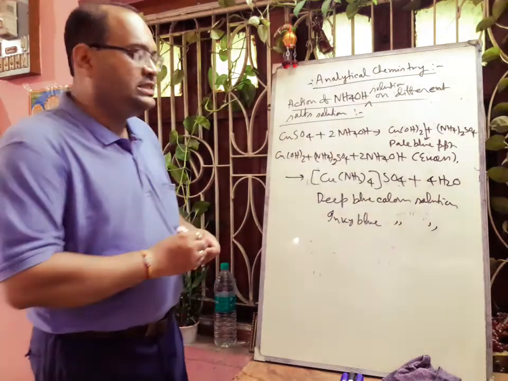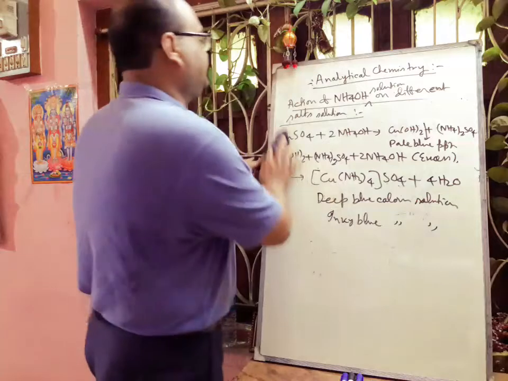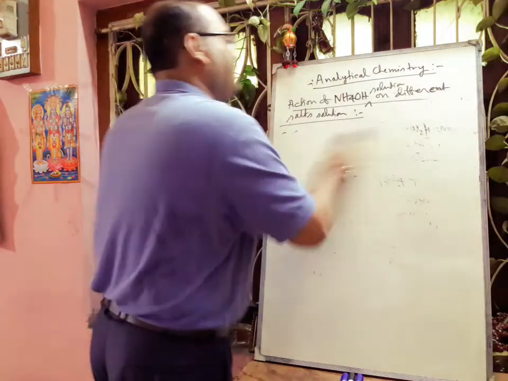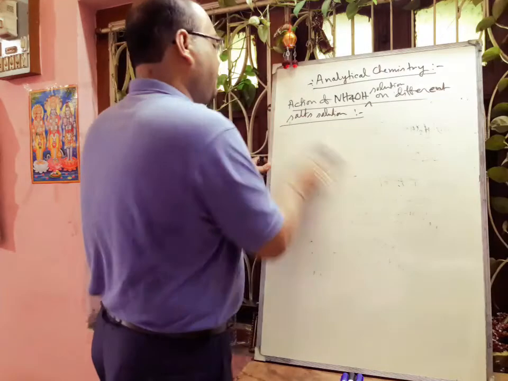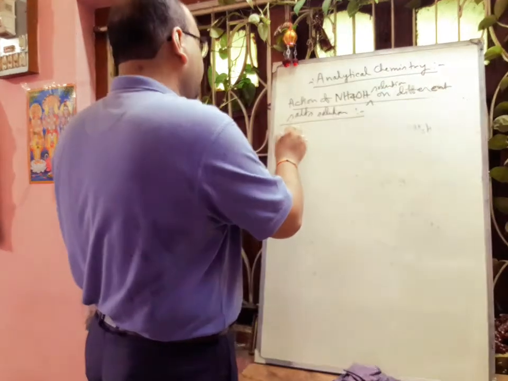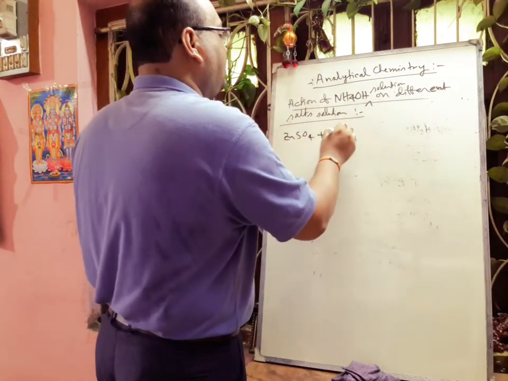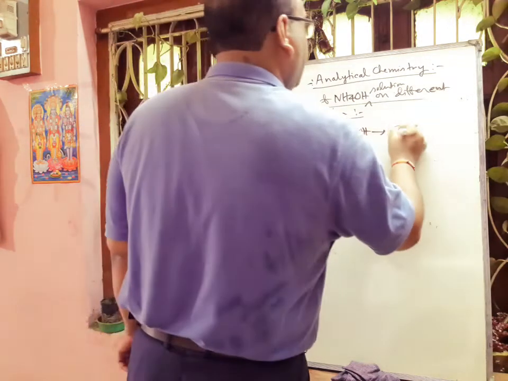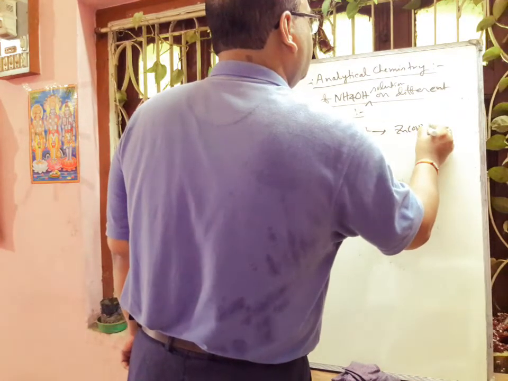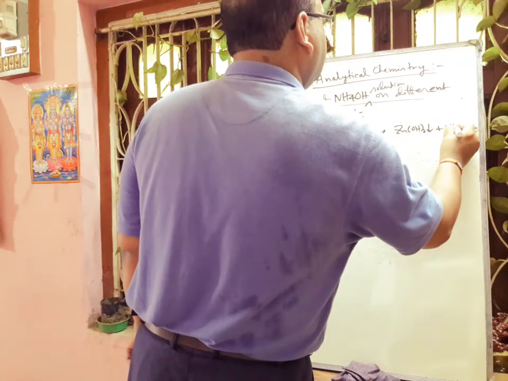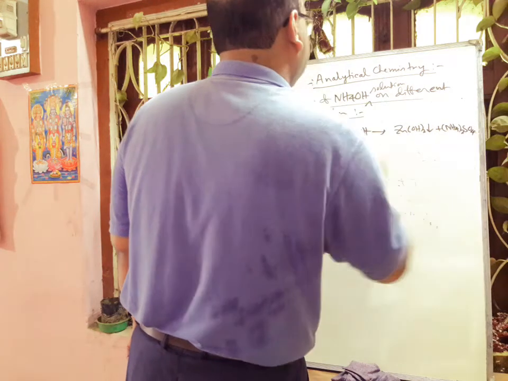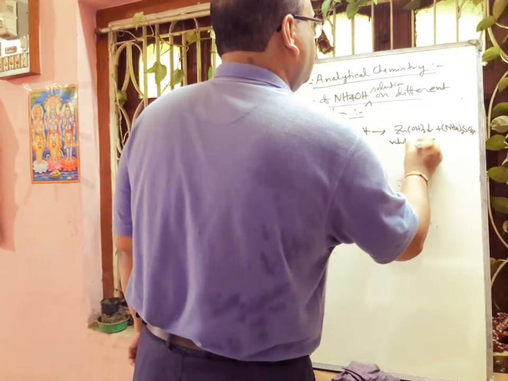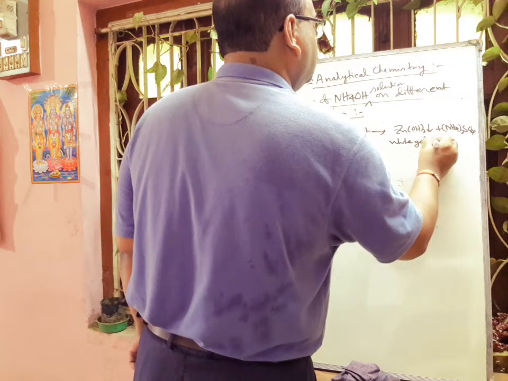And the next example we will discuss in case of zinc sulfate. If we take zinc sulfate and if we add ammonium hydroxide, first there will be precipitation of zinc hydroxide, a gelatinous white precipitate, and formation of ammonium sulfate solution. So it is a little when we are taking. Zinc hydroxide is a white gelatinous precipitate.